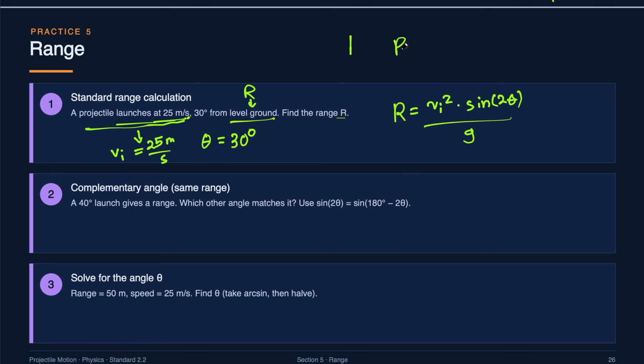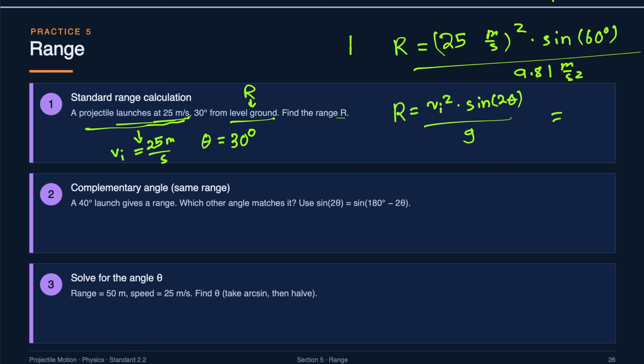Let me show you where I got that from. 25 meters per second squared times sine of 60 degrees over 9.81 meters per second squared. So if you square 25, you get 625 times sine of 60. All of that divided by 9.81, you get approximately 55.17 meters. Always make sure you check the units, because this could be feet or something, right? In this case it's meters though, so you're good.